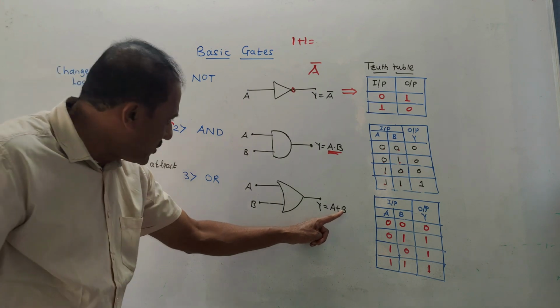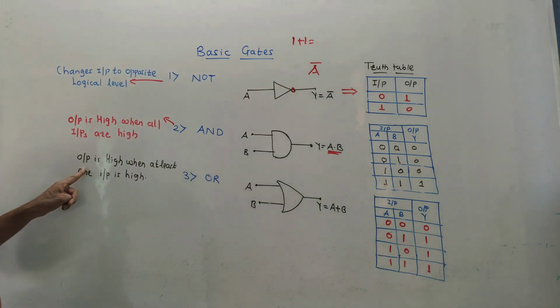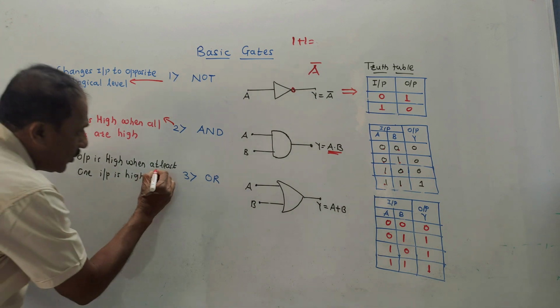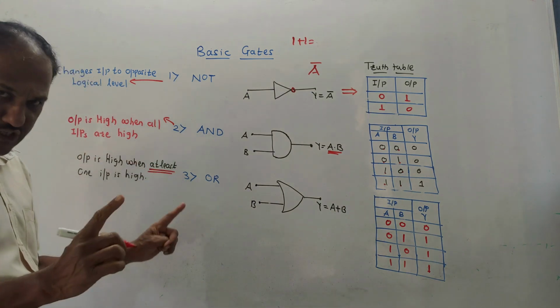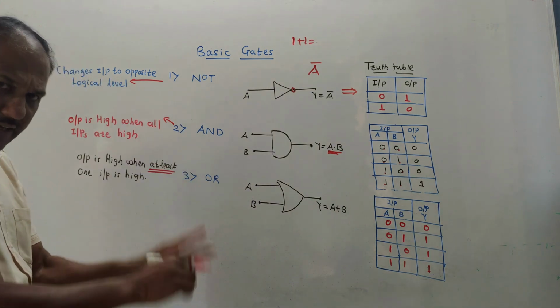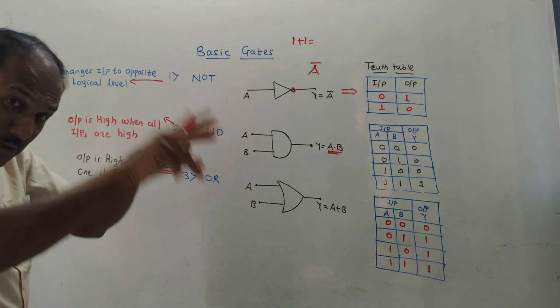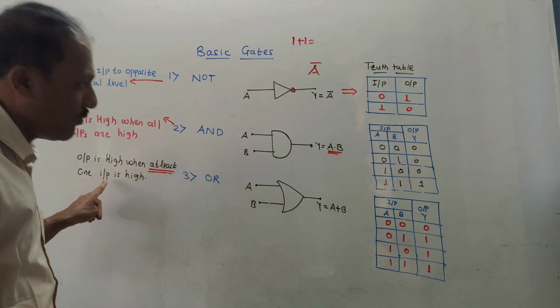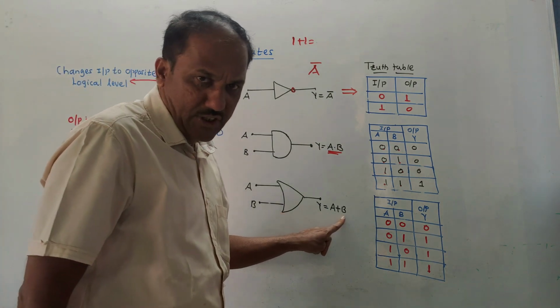This is binary addition. Or remember this sentence for OR gate: output is high when at least one input is high. Do remember this word, at least. At least when one input is high, then output is high. If both inputs are high, then also output is high, because the wording is at least one. Or remember this equation: A plus B.